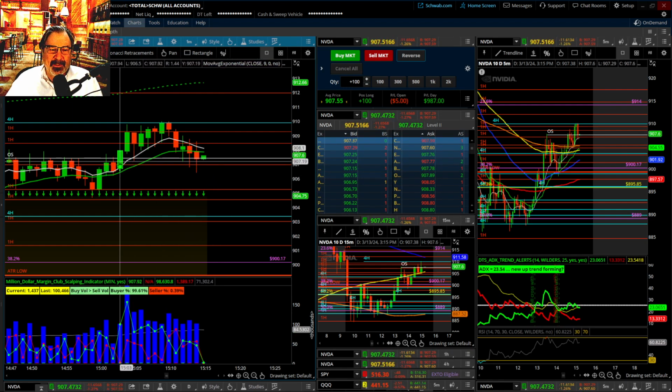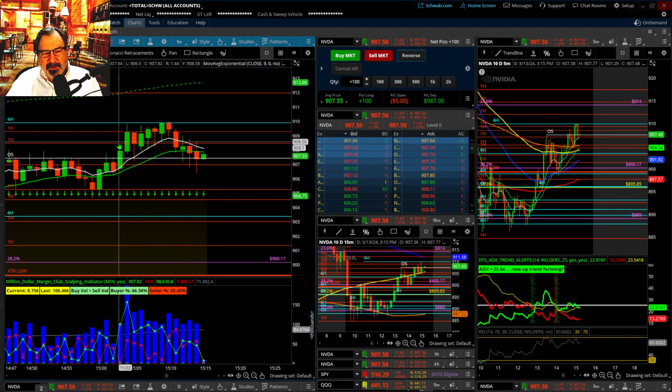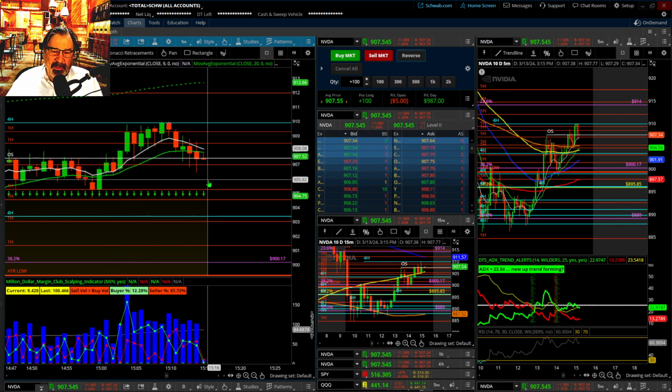Now, it's the same volatility in the power hour, so you could look at it as safer, you could look at it as not as many opportunities. Depends on how you want to look at it.